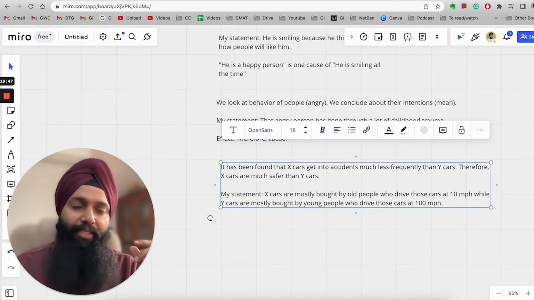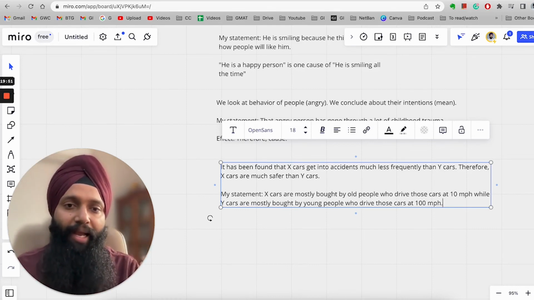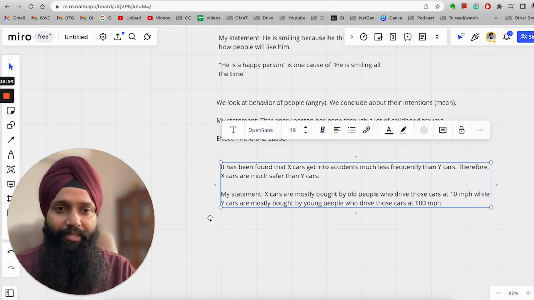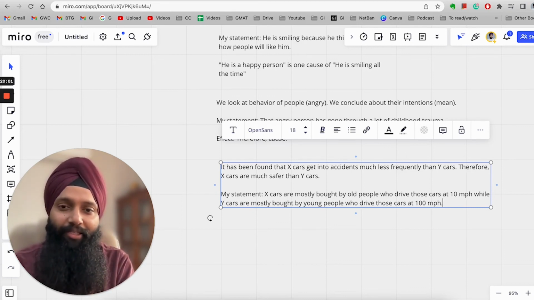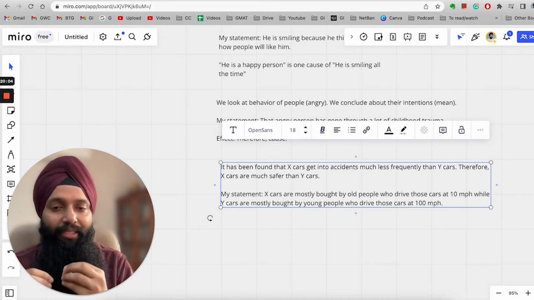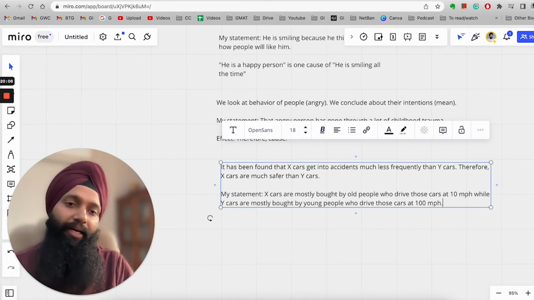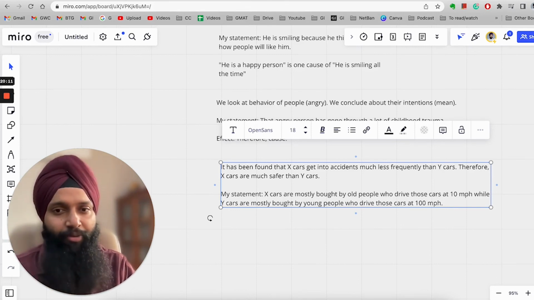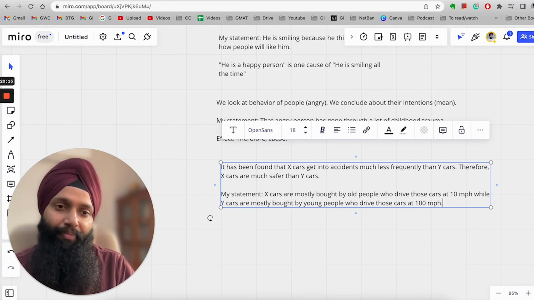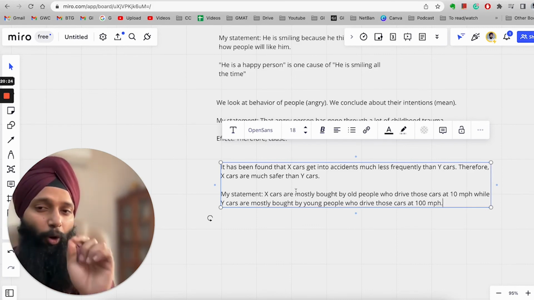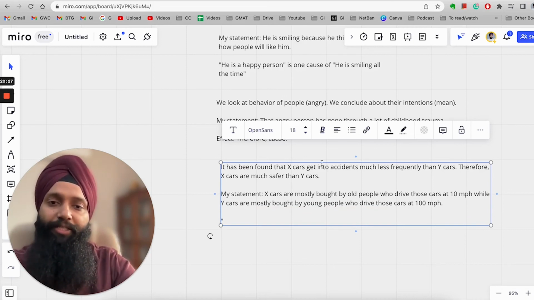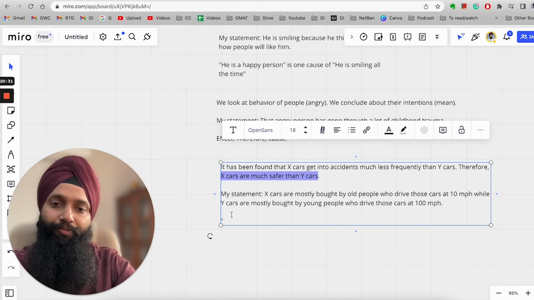Now what happens? Basically, I'm giving you a reason why X cars get into accidents much less frequently than Y cars, right? Because X cars are bought by old people and they drive those cars at 10 miles per hour. At 10 miles per hour, what accidents will happen? So it's a reason why X cars get into accidents much less frequently than Y cars. And now you're not sure whether X cars are really safer than Y cars or not. So X cars being much safer than Y cars is also a possible explanation of the fact that we observe. It's a possible cause of this.